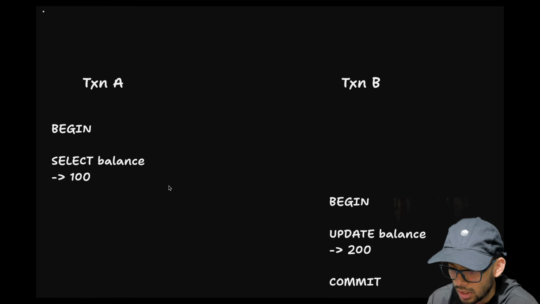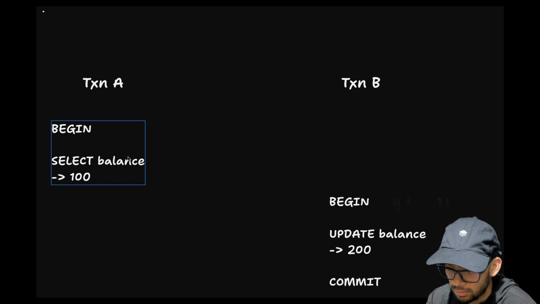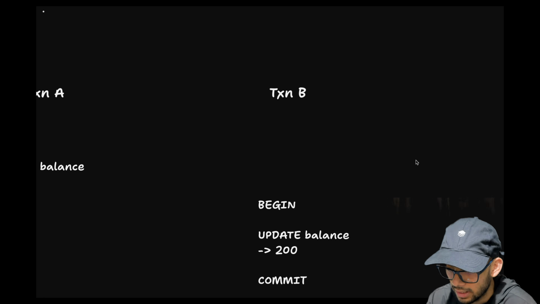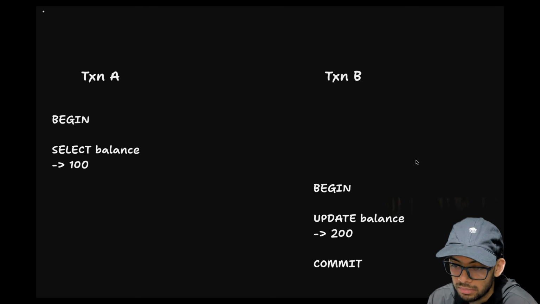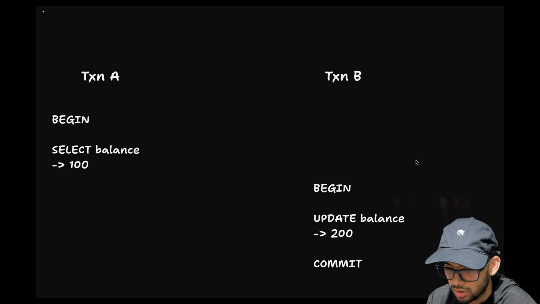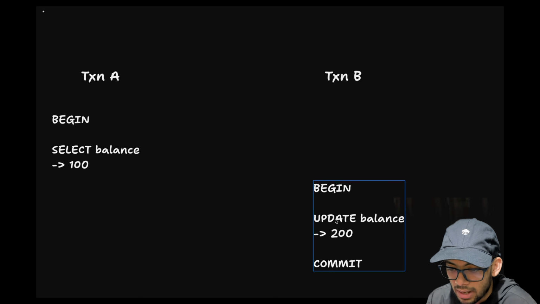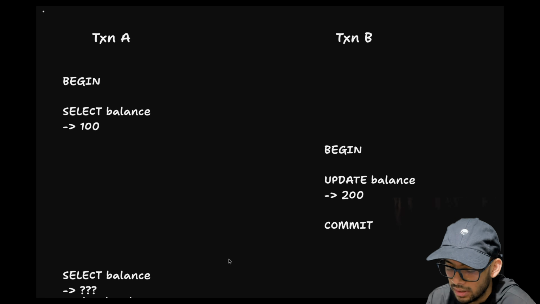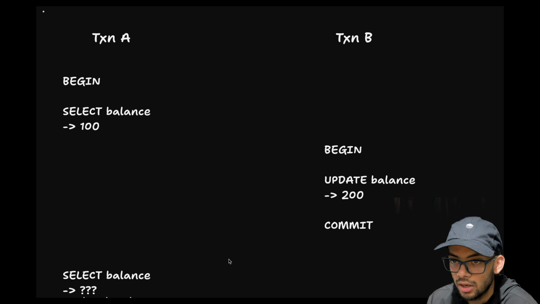Let's say you have two transactions, A and B, both trying to read and update some data. Transaction A is trying to read the data, say a balance value from a user's table, and you can see that the user table has a balance of 100 at the start. But at the same time, the second transaction B is also running and it tries to update the balance to 200 and commit. Now, when we go further down, transaction A wants to read the balance again, but now the question becomes: what value should transaction A see?